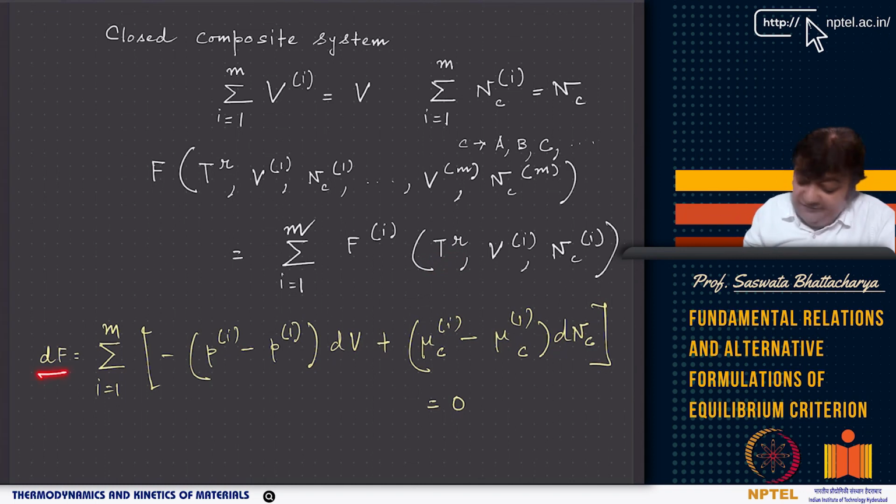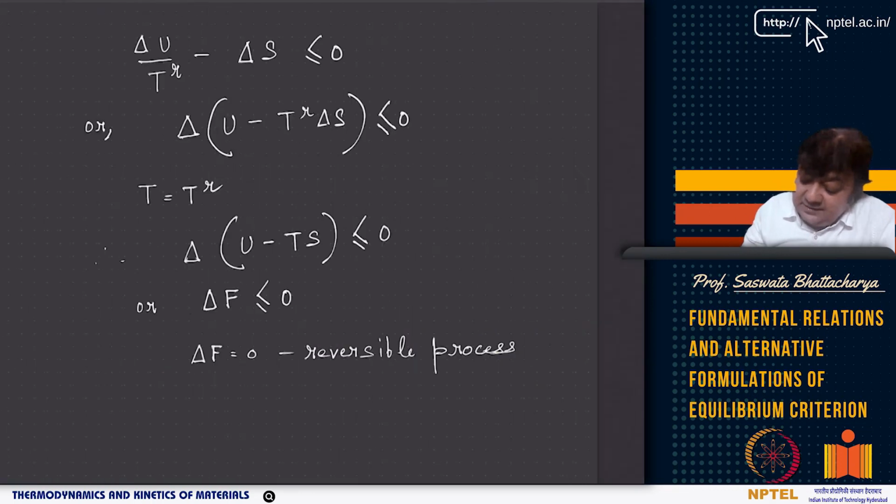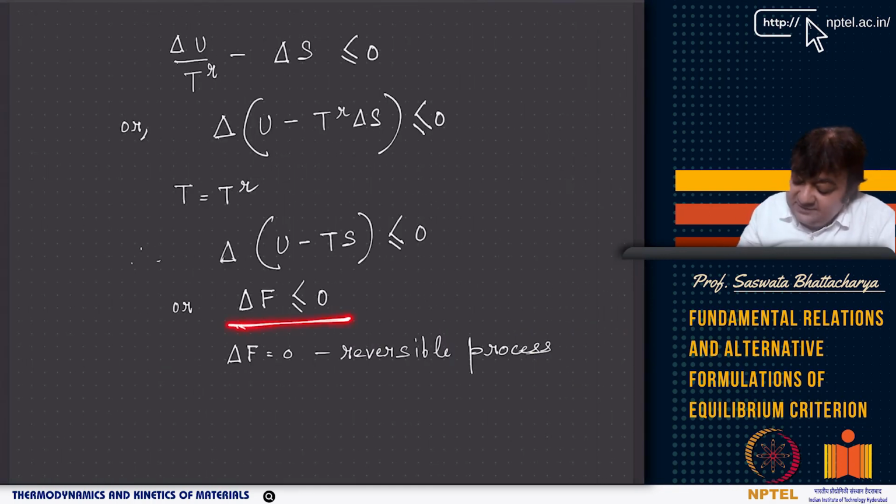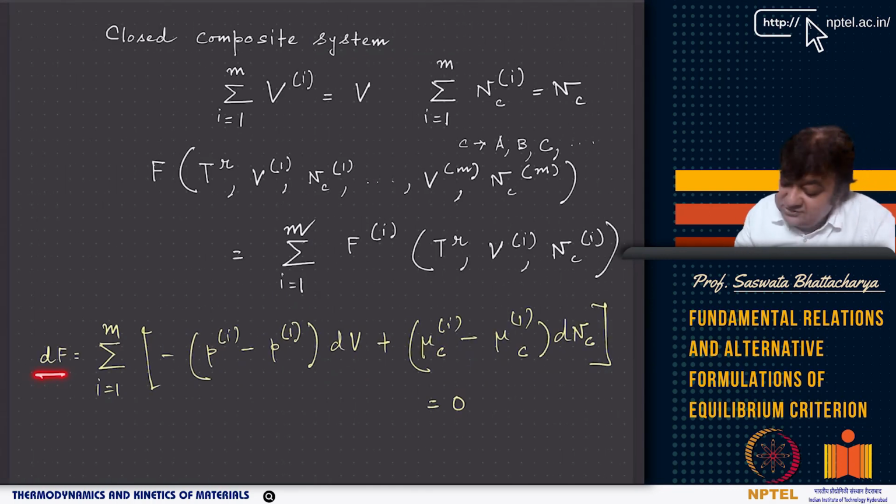So the extremization that we have proved implies that the first variation of F has to be equal to 0 and the second variation of F will be greater than 0. This is the Helmholtz free energy minimum principle.